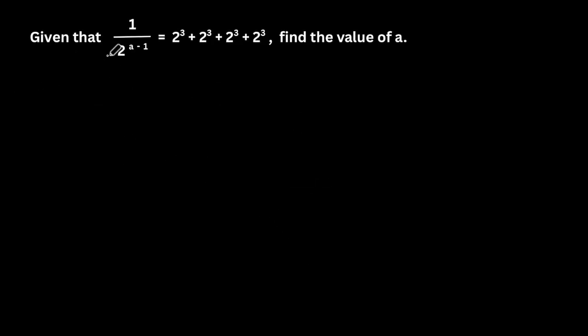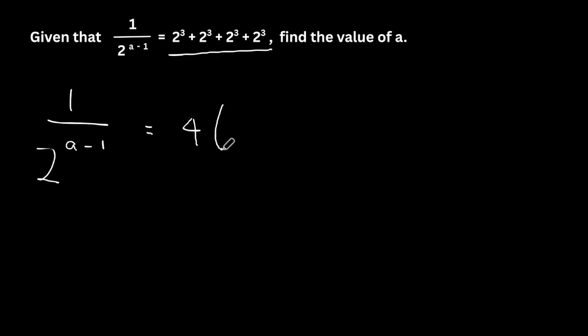Given that 1 divided by 2 to the power of a minus 1 equals 2 cubed plus 2 cubed plus 2 cubed plus 2 cubed, find the value of a. So there's a lot of numbers, and how do we do this? So earlier I just told you that when you multiply, the powers get added, and when you divide, the powers get minused, get deducted. So let's try to do the part on the right, because that looks easier. So 1 over 2 to the power of a minus 1 equals 4 times 2 cubed, because there are 4 2 cubes, right?